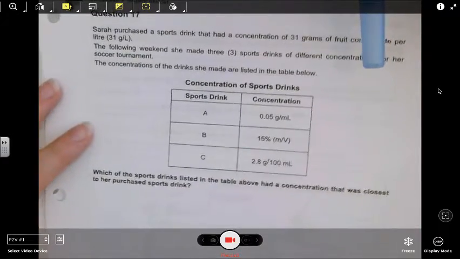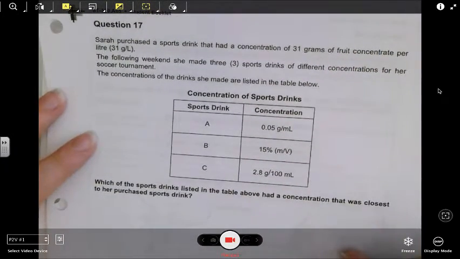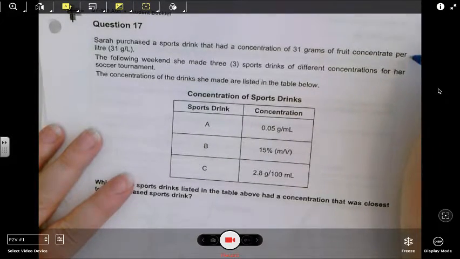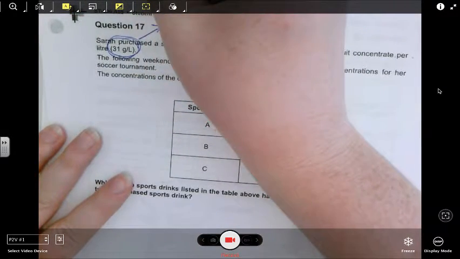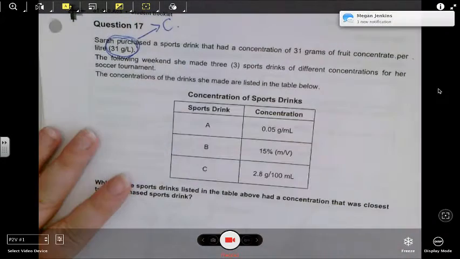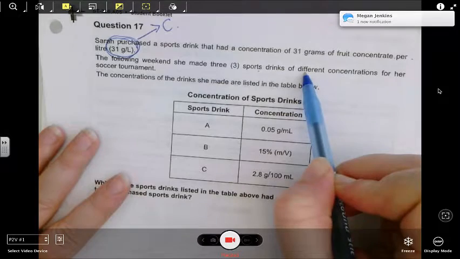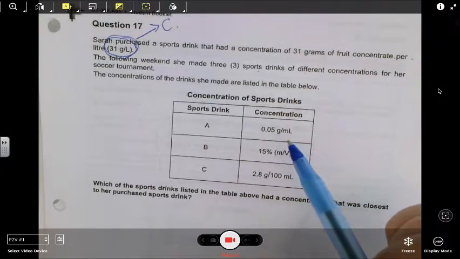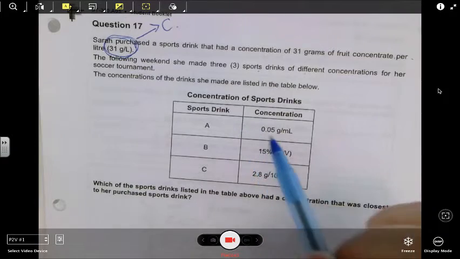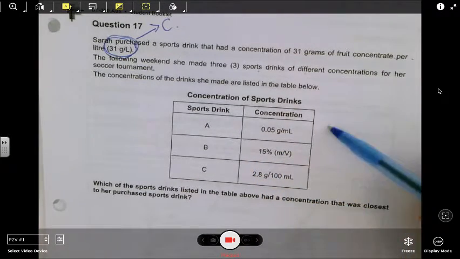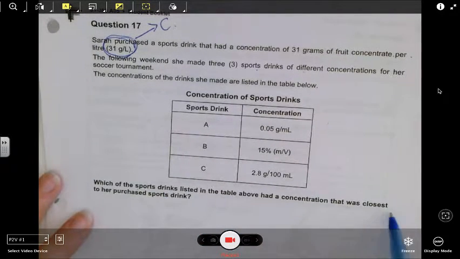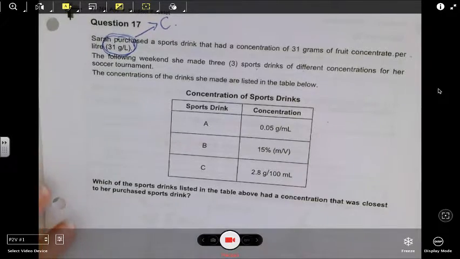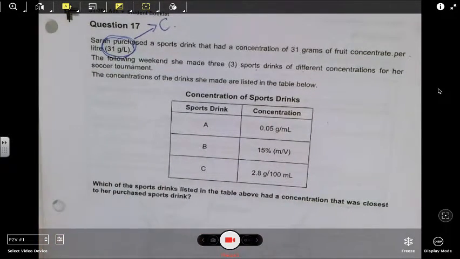All right. Sarah purchased a sports drink that has a concentration of 31 grams of fruit concentrate per liter. So 31 grams per liter. They're telling us the concentration right here. The following weekend, she made 3 sports drinks of different concentrations for her soccer tournament. The concentrations of the drinks she made are listed in the table below. Okay, so we have all of these concentrations, and they want us to answer which of the sports drinks listed in the table above has a concentration that was the closest to her purchased sports drink. So which one is the closest to 31 grams per liter?